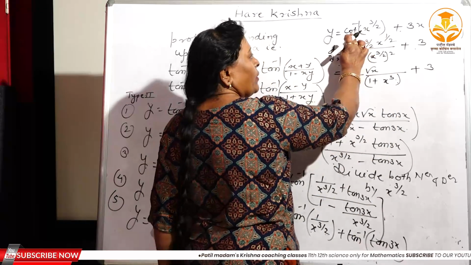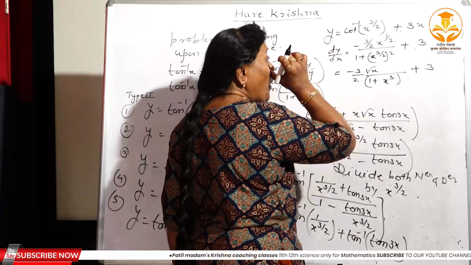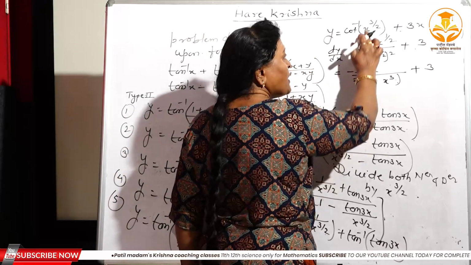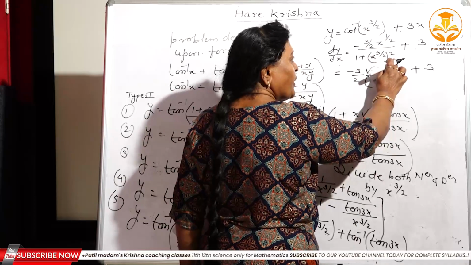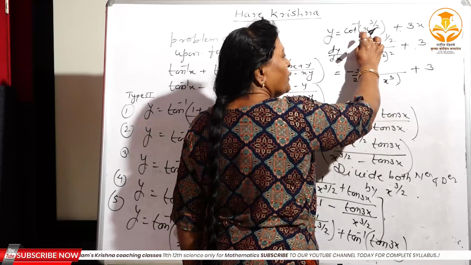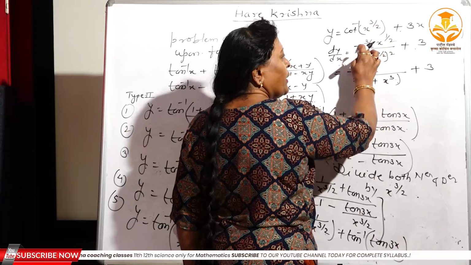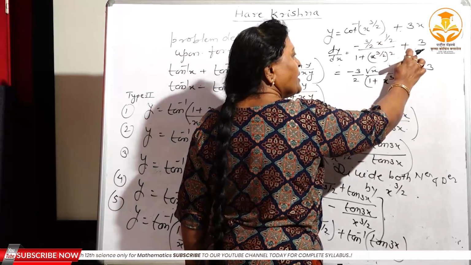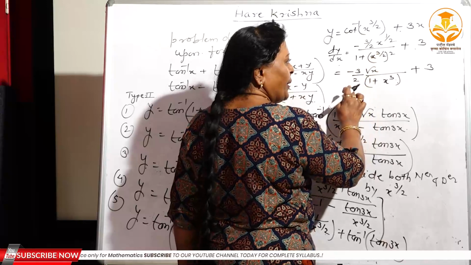Again here, what is the derivative of cot inverse u? Minus 1 upon 1 plus u square, means 1 upon 1 plus x to the power 3 by 2 whole square. And again you have to find the derivative of x to the power 3 by 2, that is 3 by 2, x to the power 1 by 2. And what is the derivative of 3x? That is 3. Now 3 by 2 remains as it is.